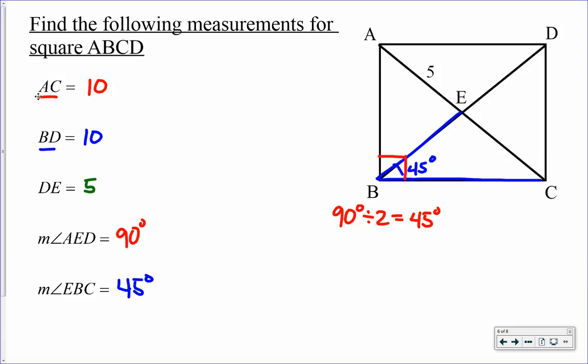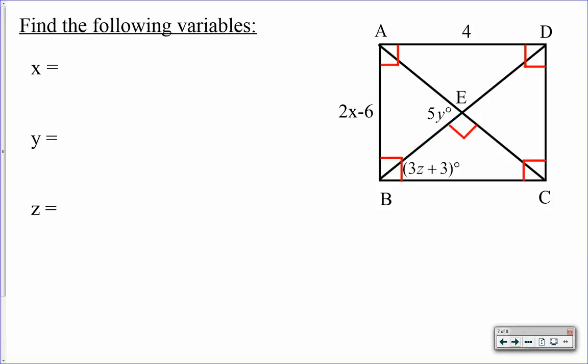Let's do one more square problem. It says find the following variables. And if we look at this picture, we know it's a square because all the angles are 90 degrees in the sides and the angle in the middle is 90 degrees. So we know this is a square and not a rhombus.